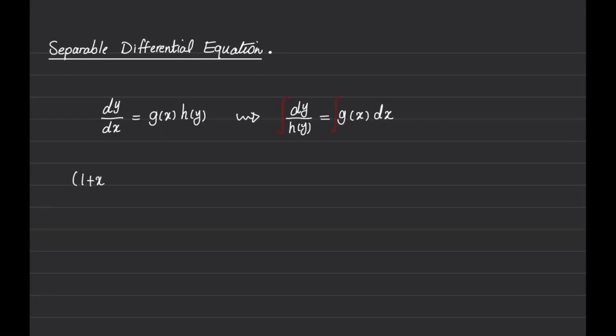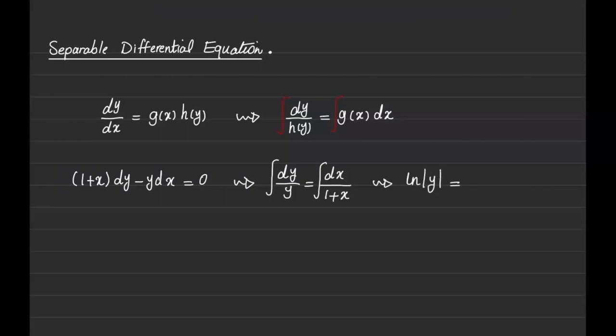Here is an example of a separable differential equation. We can rewrite this differential equation as dy over y is equal to dx over 1 plus x, and now we can integrate both sides. Then on the left-hand side, we will have ln of the absolute value of y is equal to ln of the absolute value of 1 plus x, and then we will have a constant of integration, which we call c1.